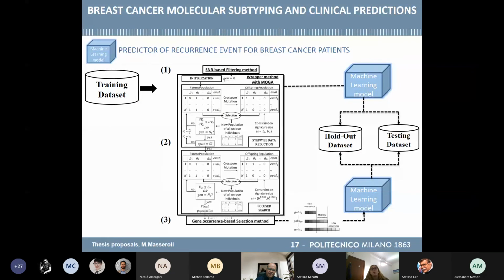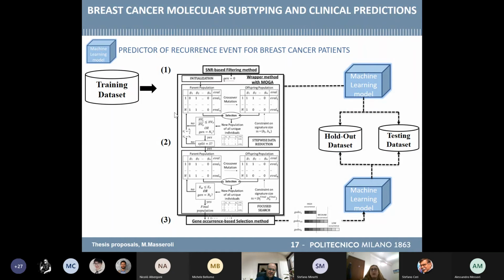And finally, we also worked a lot on feature selection. Again, in this case, for what concerned the prediction of recurrence events for breast cancer patients, we focused more on the feature selection task. Basically developing a tripartite hybrid approach, starting from a very simple filter method, just to do a first filtering of the huge availability of features, so of genes, at the beginning.